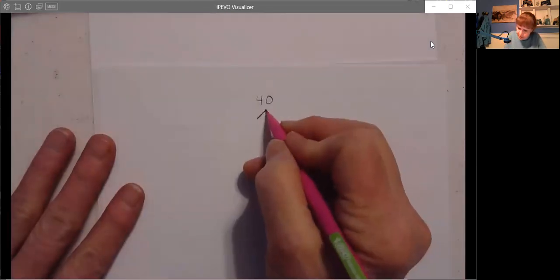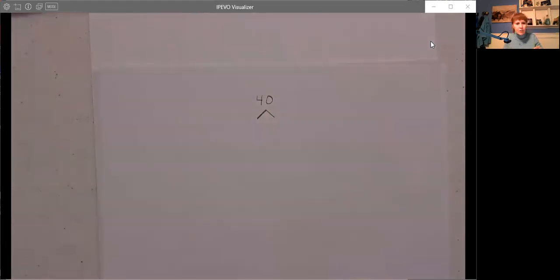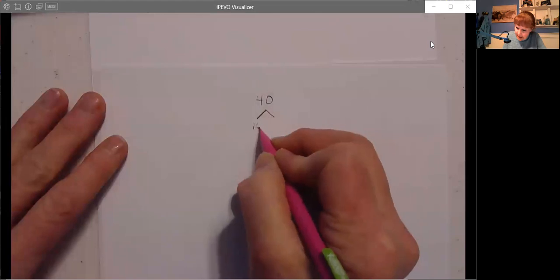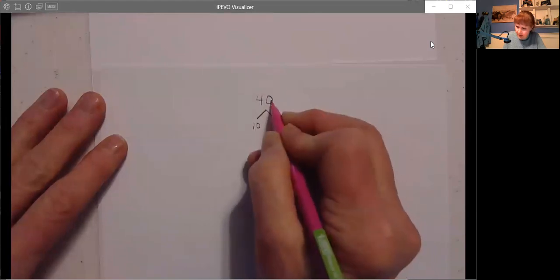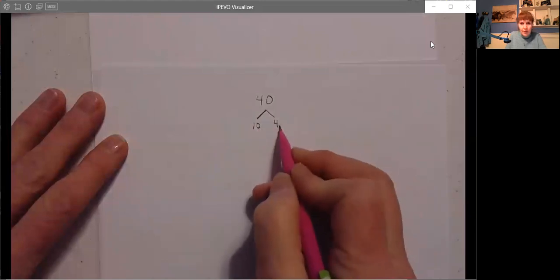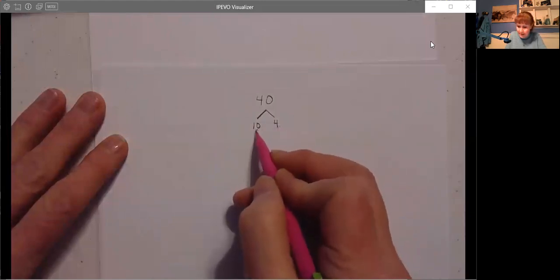So we have these branches. Pick any 2 numbers that give you 40. And you could use 8 and 5 or 4 and 10. It doesn't matter. Or 2 and 20. You'll ultimately get the same answer no matter what you start with. Let's do 10 and 4. These are not prime. So we're going to break these down.